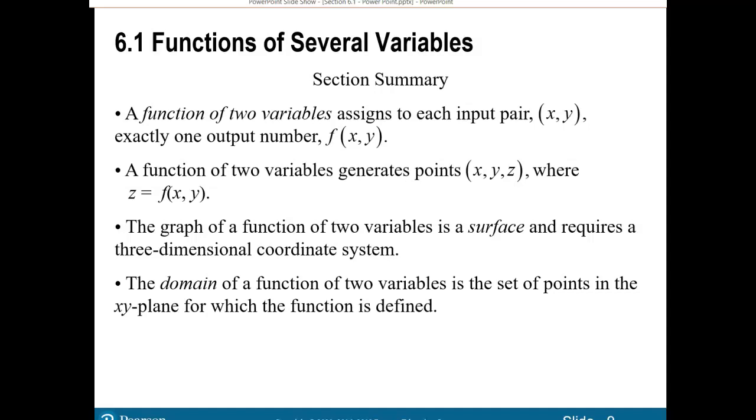And then the domain of a function of two variables is the set of points in the xy plane for which the function is defined, and that will just depend on the function. Okay, you have to make sure that you're not square rooting negative numbers and that you're not dividing by 0. And if you had a logarithm, that there's not a negative expression inside of a log, things like that.